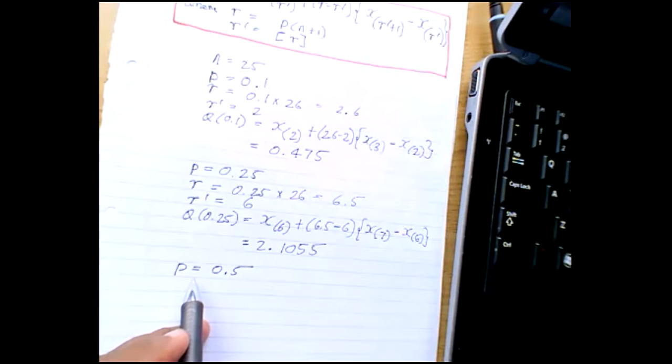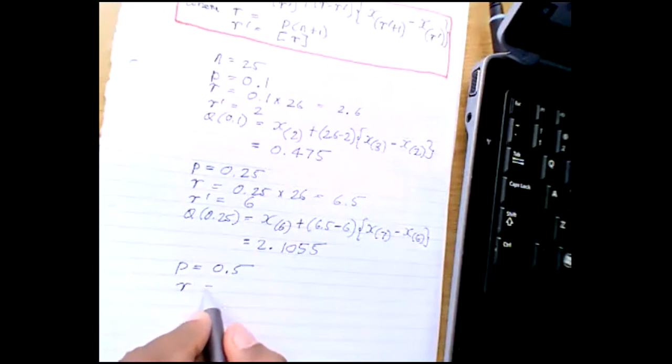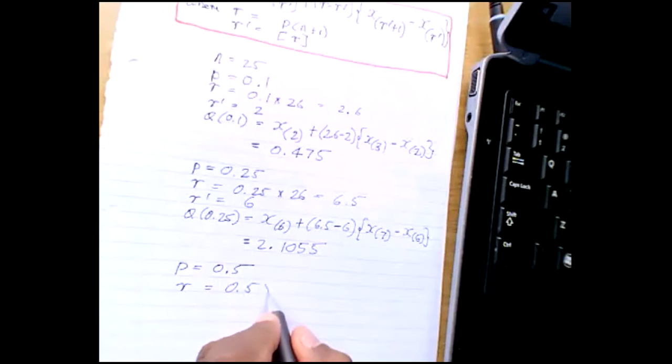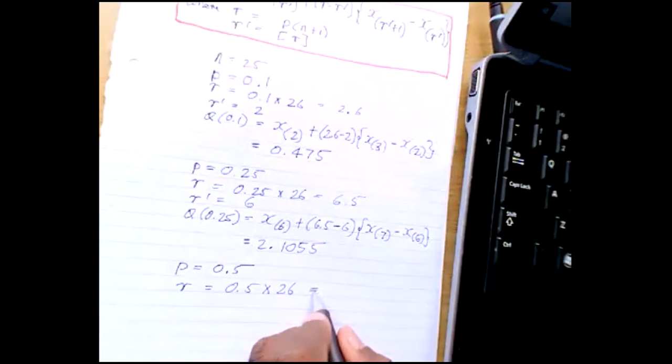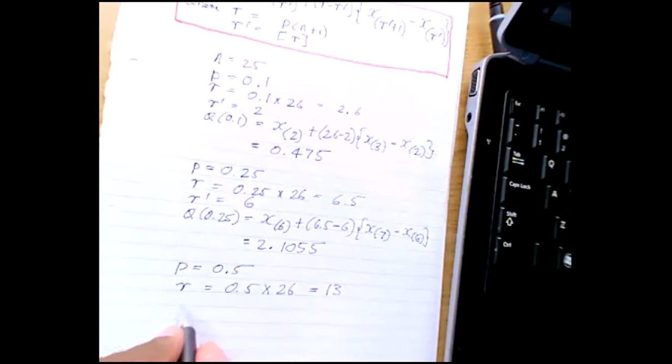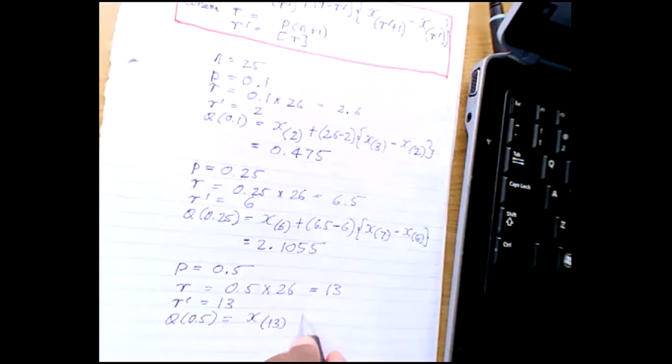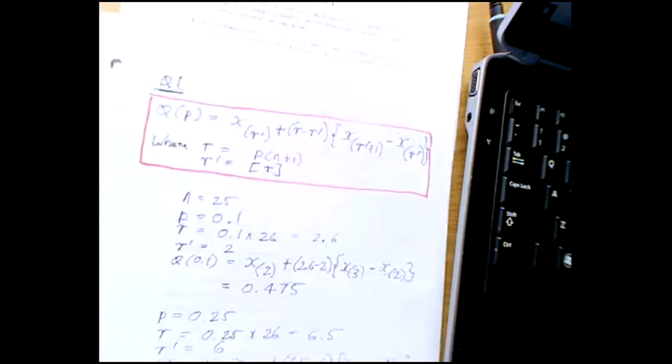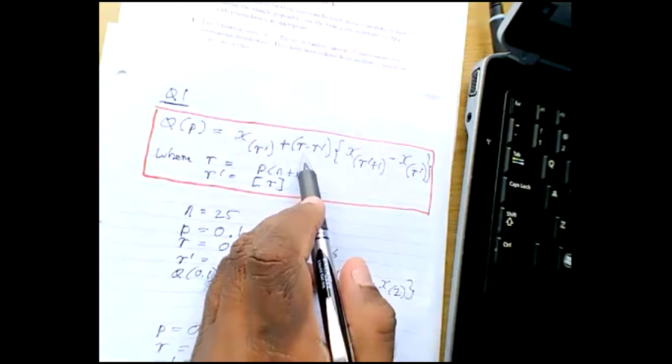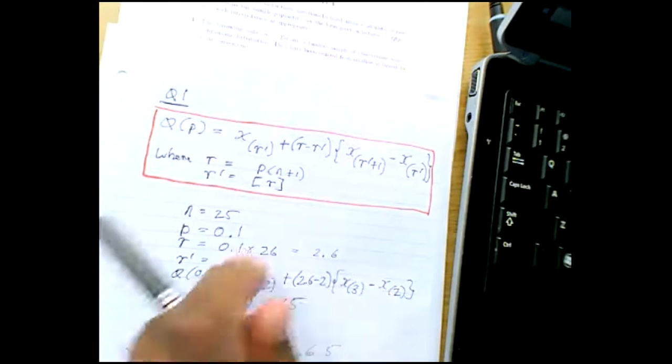Okay, the next thing is p equal to 0.5, which corresponds to the median. So your R in this case is 0.5 times (n plus 1), which is 13. And your R prime is the integer part of 13, which is 13. So Q at 0.5 is going to be x13 plus, in this formula, you have 13 minus 13, which is zero.